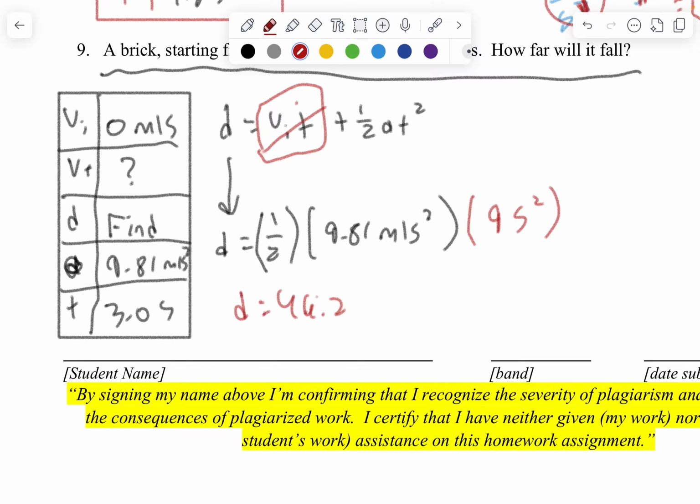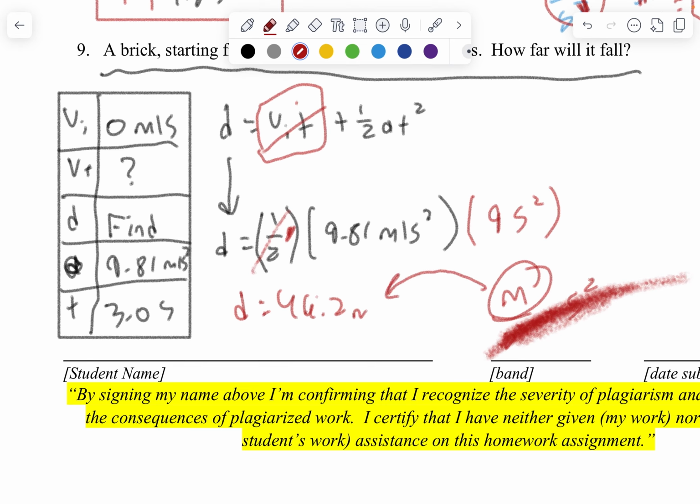But then what are the units? Like we do always, this 1/2 doesn't have a unit, so we don't have to worry about that. Then meters per second squared times second squared. Remember, we can cancel that out, and then we just get meters. So let's bring that over here, and we get 44.2 meters.